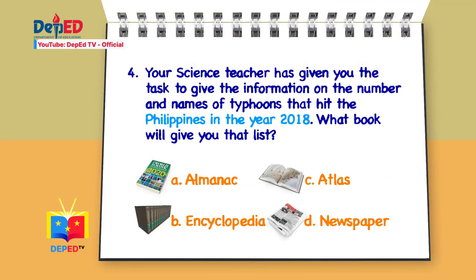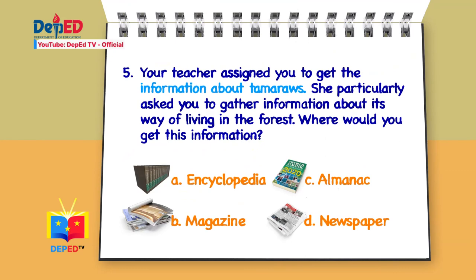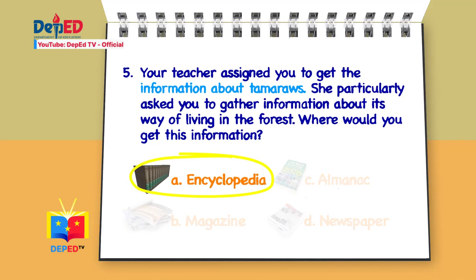Number 4. Your science teacher has given you the task to give the information on the number and names of typhoons that hit the Philippines in the year 2018. What book will give you that list? Answer, letter A, almanac. Number 5. Your teacher assigned you to get the information about tamaraws. She particularly asked you to gather information about its way of living in the forest. Where would you get this information? Answer, letter A, encyclopedia.